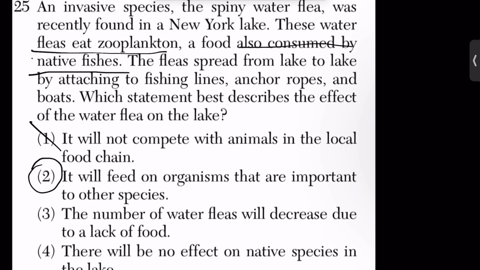Number 3 says the number of water fleas will decrease due to a lack of food. This is not true. The number of water fleas is not what's going to decrease, but rather the native fish populations will decrease, because their food sources are being stolen by the water fleas. And now finally is number 4. There will be no effect on species in the lake. We definitely know this is not the answer, because if the native species in the lake lose their food source to these spiny water fleas, then there will be a significant decrease in those other fish, because they'll be starving to death. So number 2 would be our best answer here.